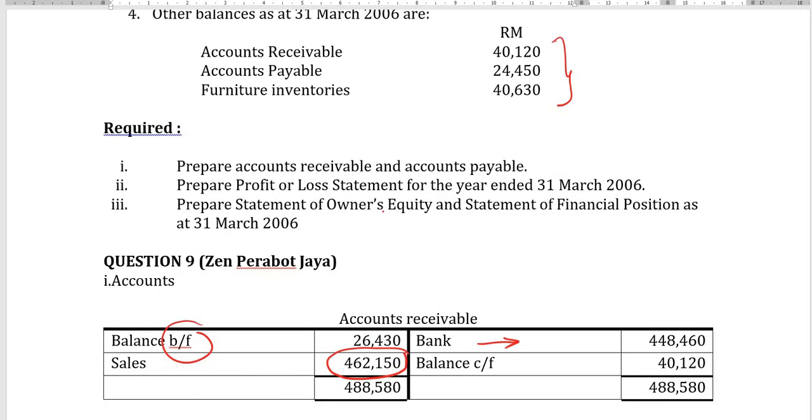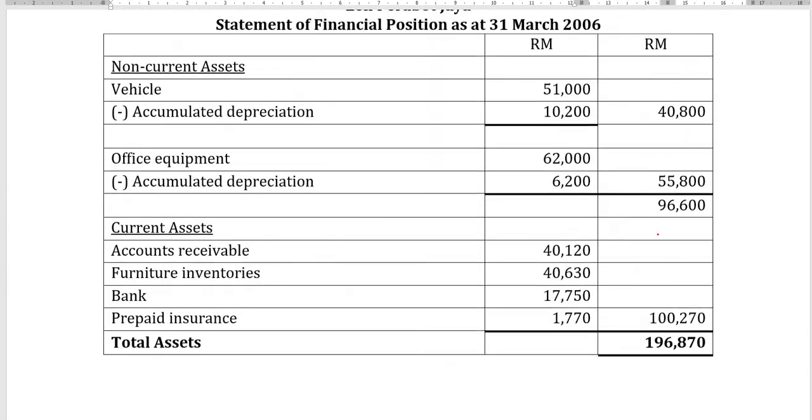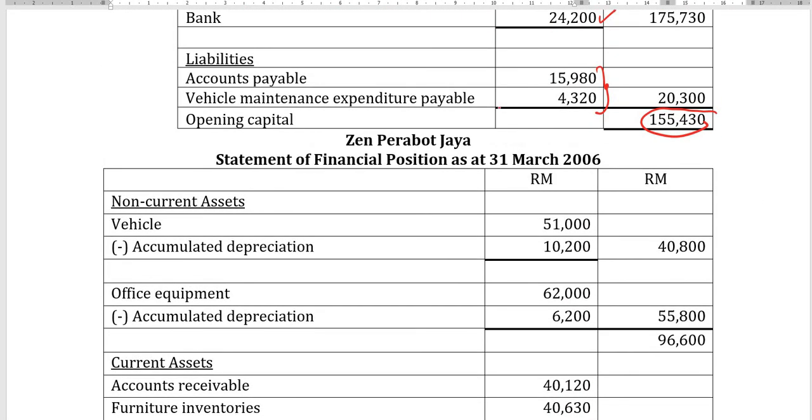Okay, question asks you to, soalan minta buat financial position as well. Okay, so for financial position macam biasa. Okay, untuk vehicle ni, sebab kita tidak diberi baki akhir, so I need to find the baki CF. So saya akan calculate dalam financial position. So vehicle asalnya RM51,000.